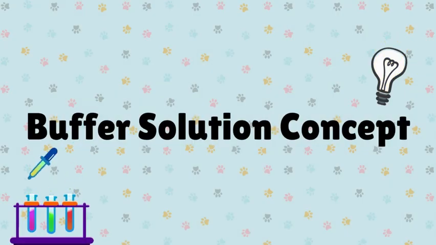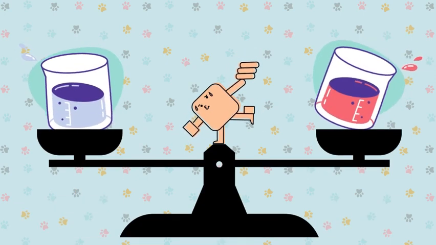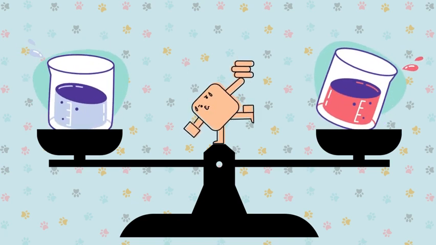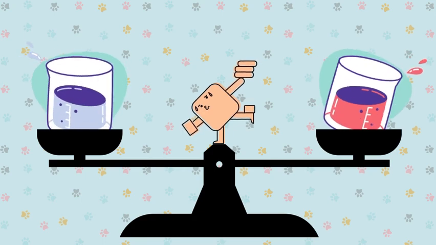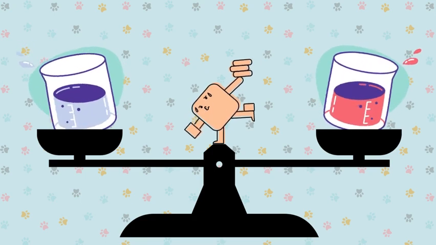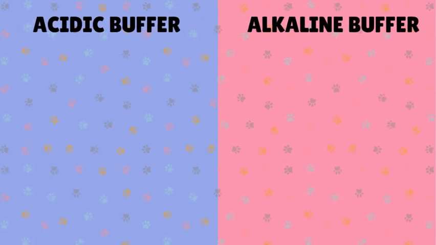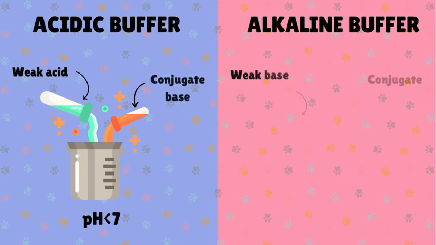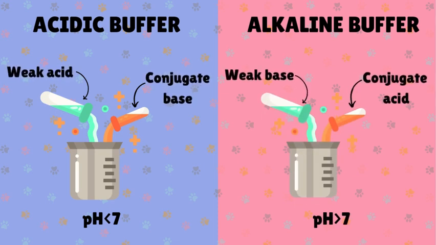Now, let's talk about the buffer solution concept. What is a buffer solution? A buffer is a solution that can resist pH change upon the addition of acidic or basic components. It is able to neutralize small amounts of added acid or base, thus maintaining the pH of the solution relatively stable. There are two types of buffer solutions: the acidic and alkaline buffer solutions. An acidic buffer solution is the one which has a pH less than 7. Acidic buffer solutions are made from a weak acid and one of its salts, the conjugate base. While an alkaline buffer solution has a basic pH, more than 7, and is prepared by mixing a weak base and its salt, the conjugate acid.